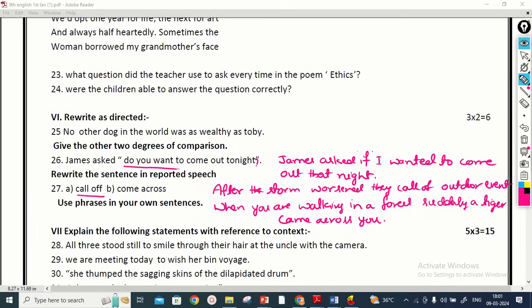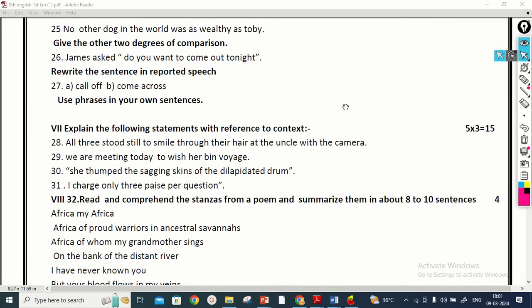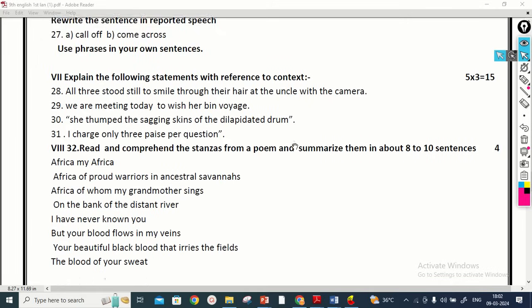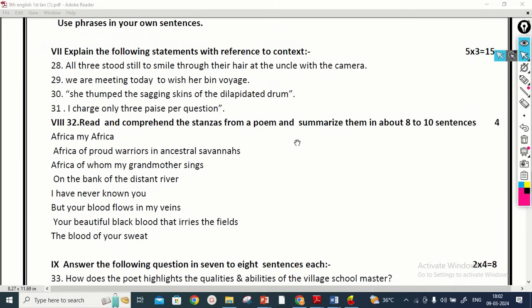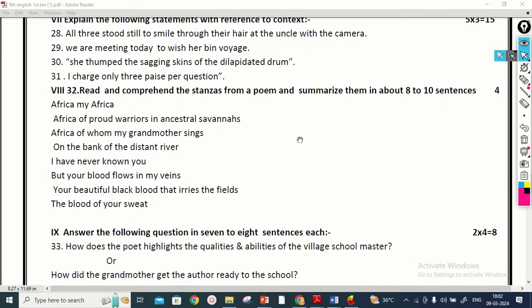Then explain the following statements with reference to the text. So you have to refer to your text for explaining these four questions. That means these are sentences related to your syllabus or text questions. You have to answer this one. Then read the stanza from the poem and summarize it in about 8 to 10 sentences. This is also by referring to the textbook. You have to convert this into a summary.